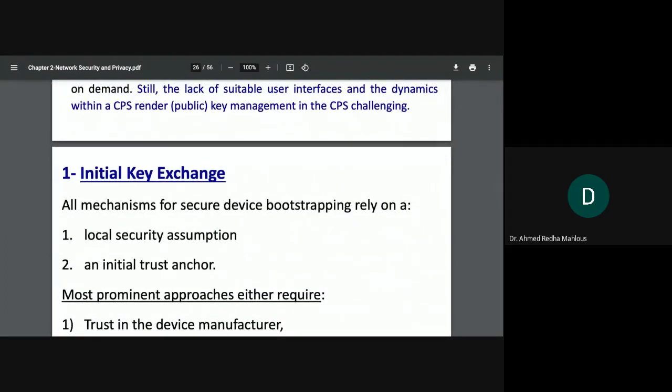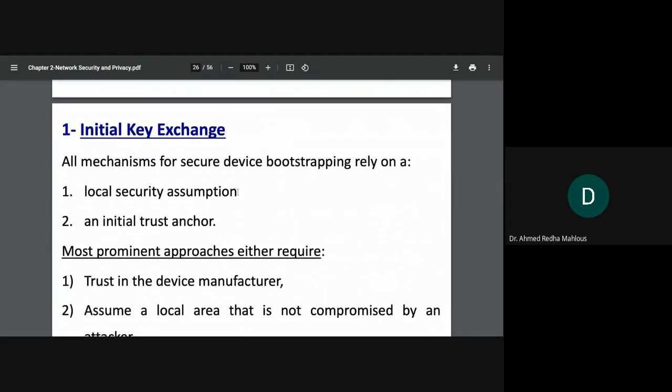Now, we said that all the mechanisms that you are going to see for securing bootstrapping are based on what is known as a local security assumption and an initial trust anchor. Local security assumption means we assume that the environment we are working in is a secure environment. We're not talking about exchanging keys in an untrusted environment. We assume that the environment where we have placed our devices is secure, and we have an initial trust anchor between the devices.